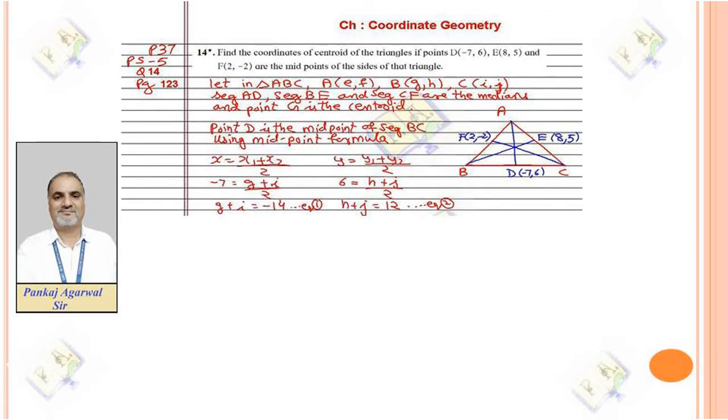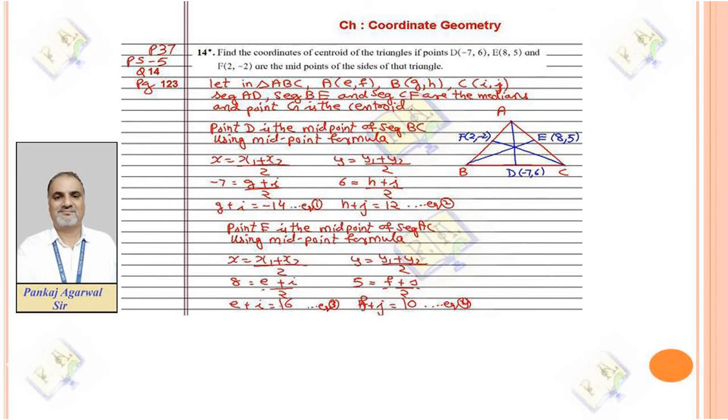Now look in the figure, we can see that the triangle is ABC, D, E and F are the midpoints on the respective sides. Point D is the midpoint of segment BC. So using midpoint formula, that is x is equal to x1 plus x2 whole upon 2 and y is equal to y1 plus y2 whole upon 2, we can substitute the values. -7 is equal to g plus i whole upon 2. We'll get g plus i as -14. Equation 1 we'll call it. Same way h plus j is equal to 12. We'll call it equation 2.